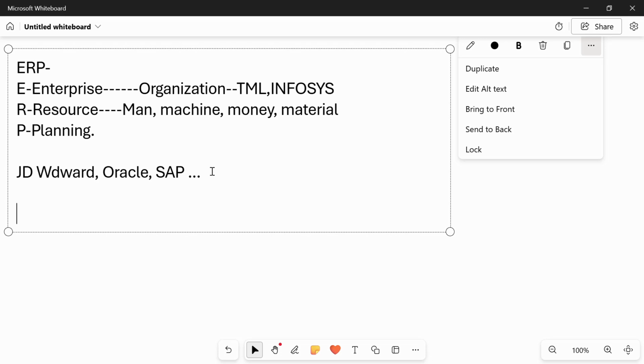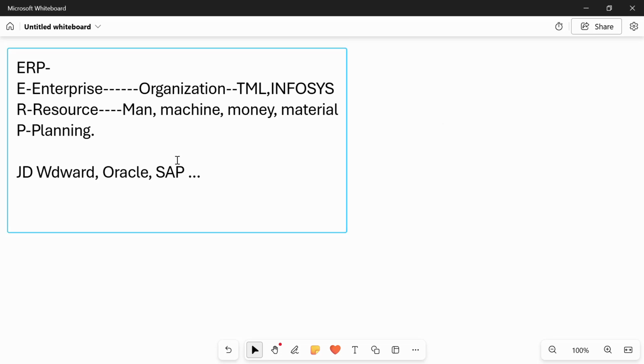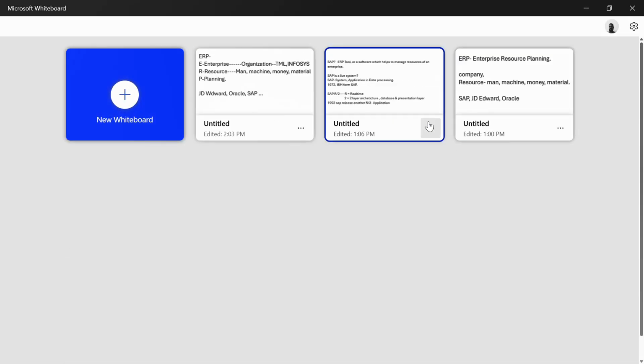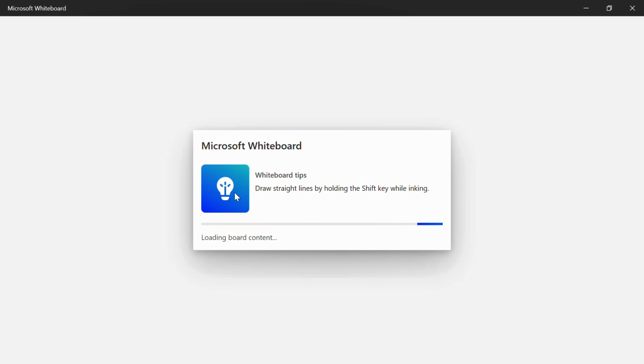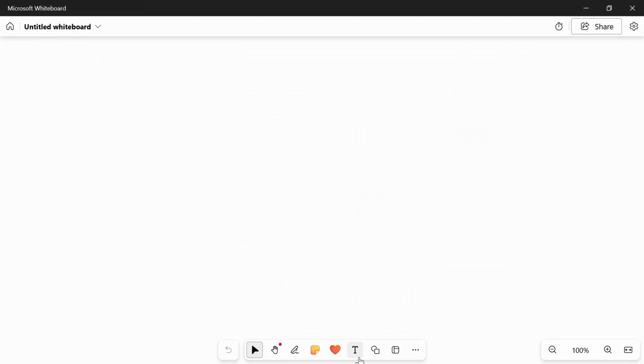What is SAP? So you have understood ERP. ERP is nothing but enterprise resource planning, which helps to manage the resources of the company. Okay. So for that they require some software. So one of the software is SAP. So now we will start what exactly SAP is. SAP is one of the ERP tools.